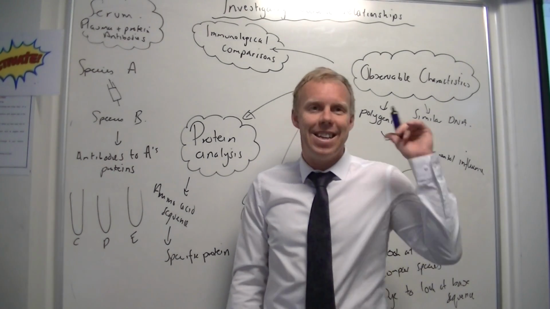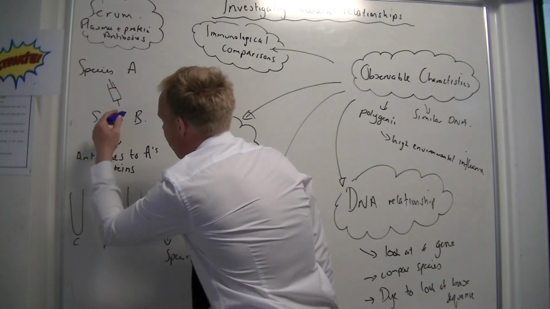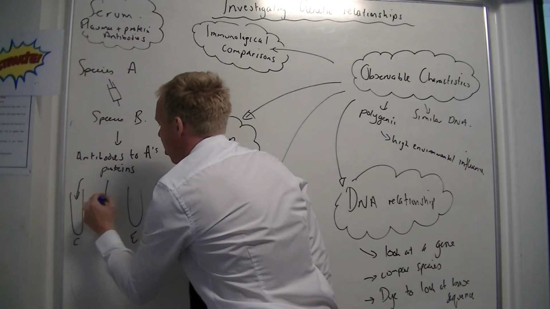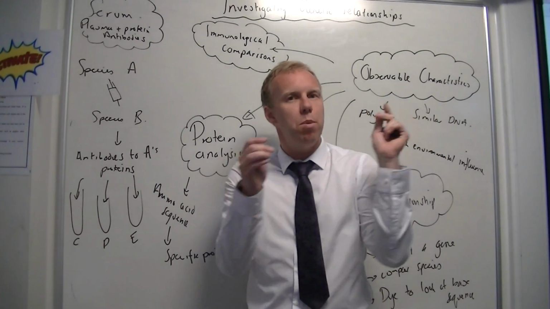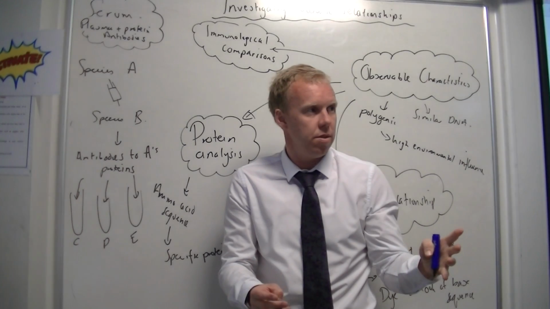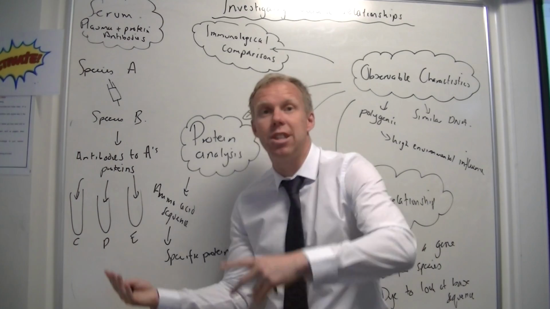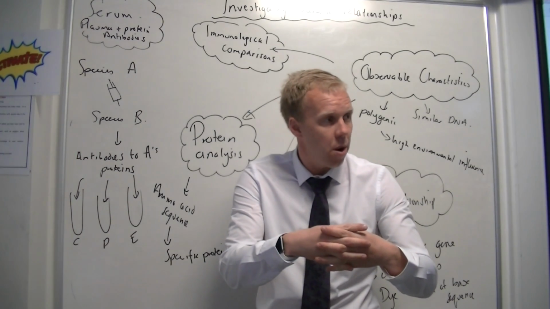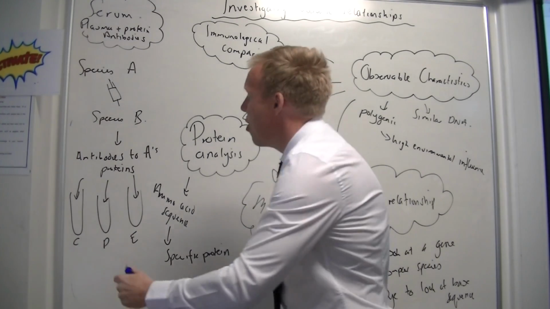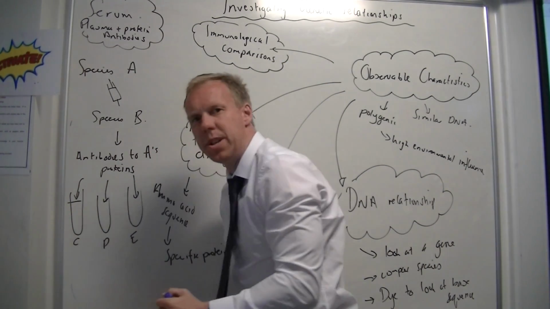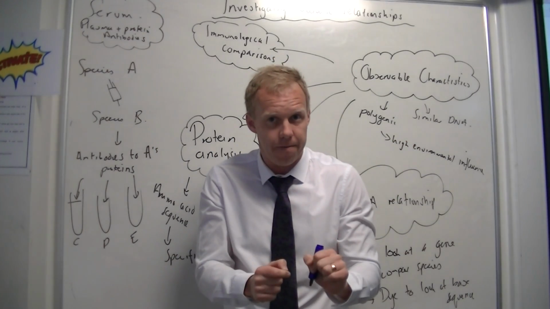Right? Here's the clever bit. If I add those antibodies into each of the species' serum, they will react. There will be an immune response. And there will be agglutination because the antibodies will be binding to the foreign proteins. Do you get that? And the more precipitate or agglutination there is, the more closely related the species are.